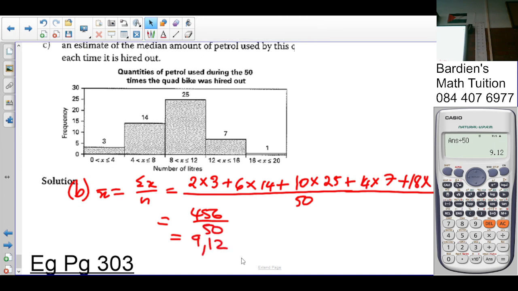It's 9.12. Okay. So in which class does the mean fall? The mean falls in the third class, or the class from x is greater than 8 but less than 12. You guys understand?